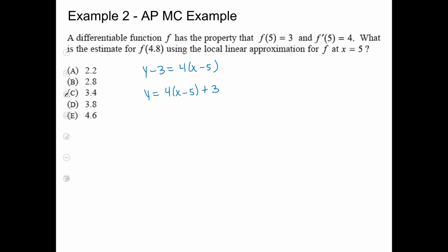And we want to use it to approximate an x value of 4.8. So now we're just going to substitute in 4.8. And this is a non-calculator question. Okay, so we take 4 times negative 0.2 plus 3. Well, 4 times negative 0.2 is negative 0.8. So this is going to be 2.2, or A.